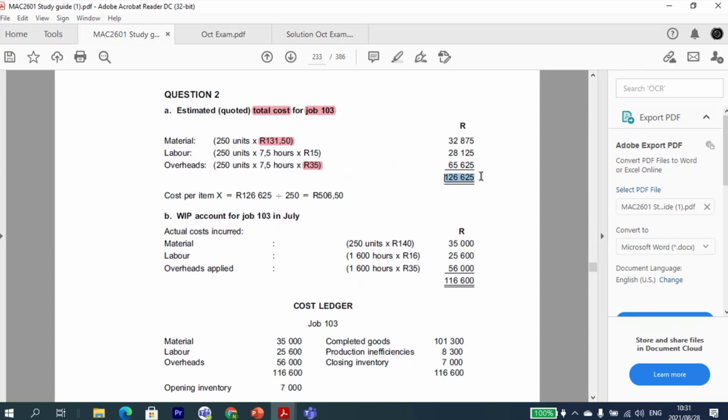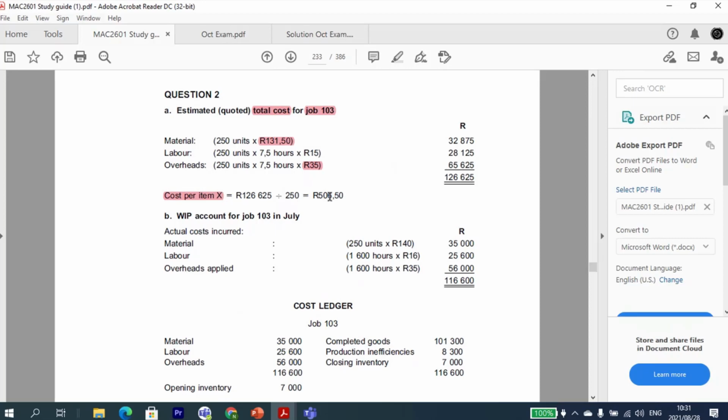Then after getting the total cost, for you to get the cost per item for X, cost per item means it's the total cost per item. You take the answer that you get here, you divide it by the number of units that was specific to this cost. So you see that it's 506 Rand. So I hope that makes sense.